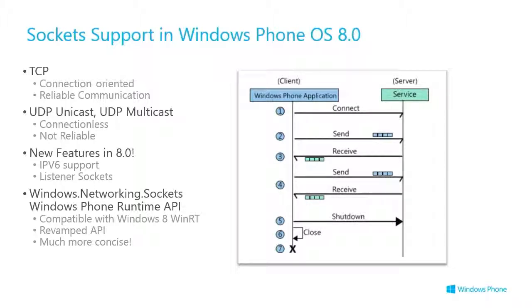Now, new features in version 8. Windows Phone 8, we've got IP version 6 support, and we've got listener sockets. I mentioned that we can now have a socket connection on a Windows Phone waiting for an incoming connection. And those features, IPv6 and Listener, are built into both the .NET API and the Windows Phone Runtime, Windows.Networking.Sockets API. I haven't got time for a sample, unfortunately, so that's just to raise your awareness of what we've got there.